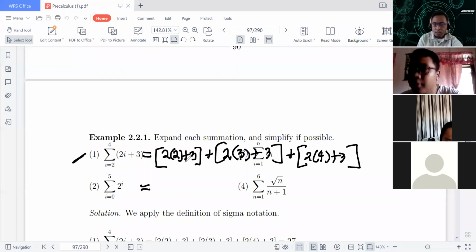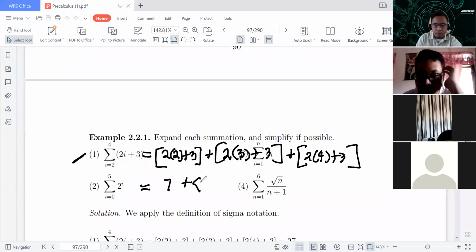After that, if you can simplify your answer, simplify it. So 4 plus 3 is just 7. This is 6 plus 3, that is just 9. And here it will be 8 plus 3, that is just 11, right? So in this case, you will have 27 as your answer.